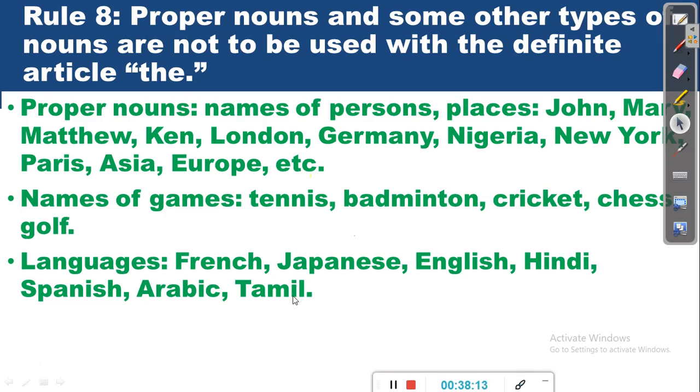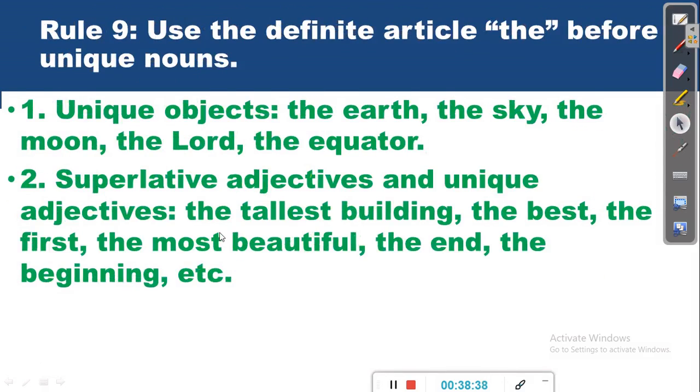All right. So that is rule number 8. With proper nouns, you don't use articles. All right. With names of games, you don't use articles. And with languages, you don't use articles. Of course, there are few exceptions. All right. So let's look at the last but not the least rule, which is rule number 9.